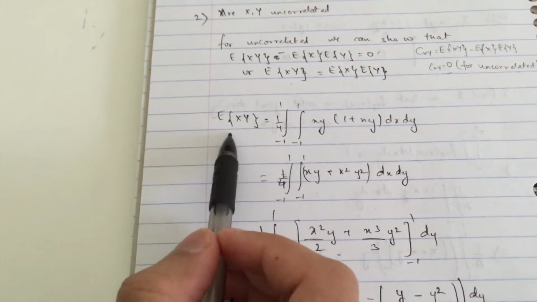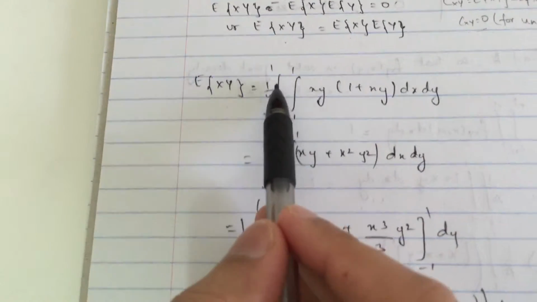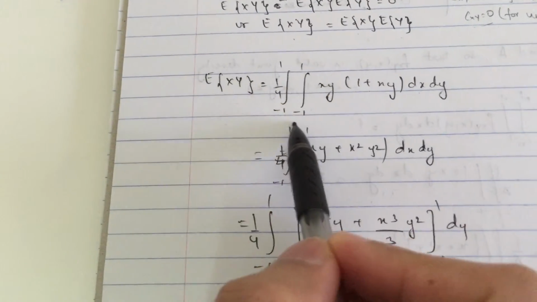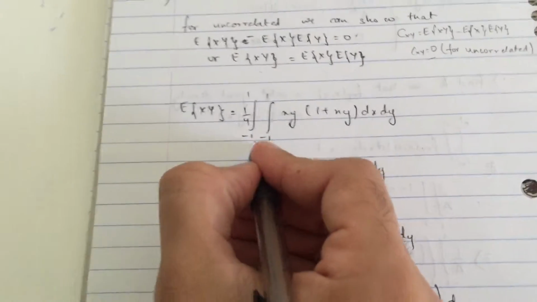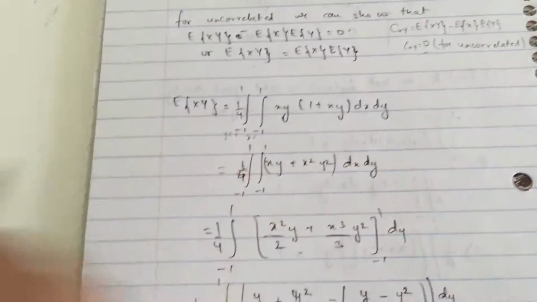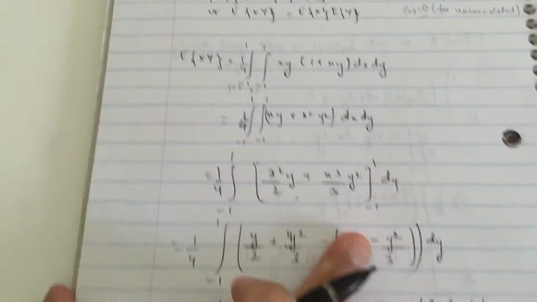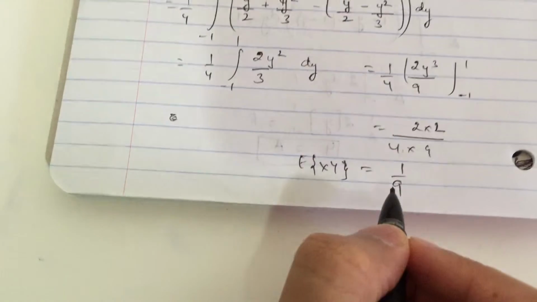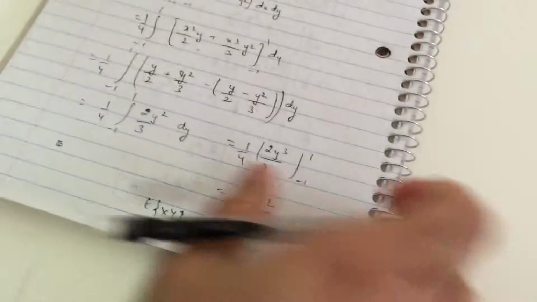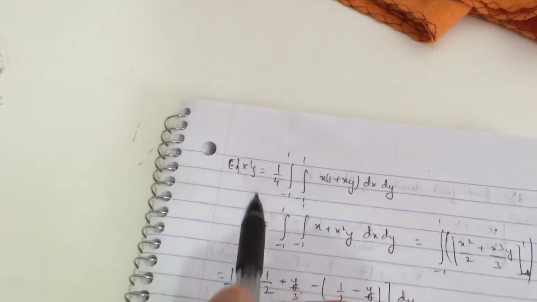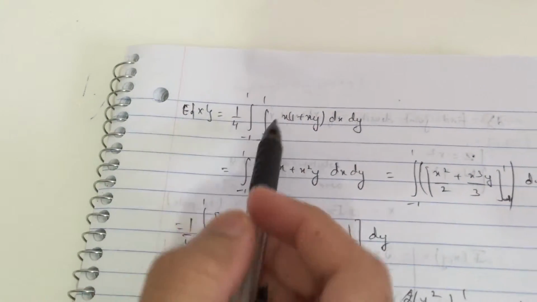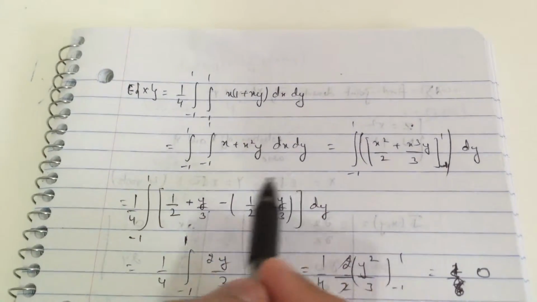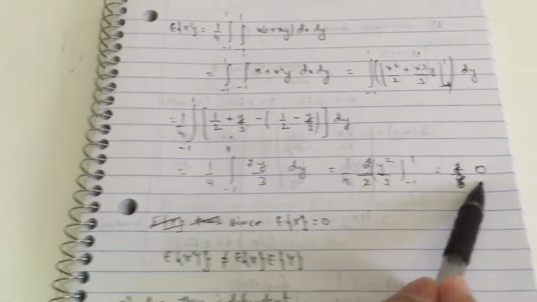So let's first find expectation of xy. That is 1 by 4, that is a, the integral of xy into (1 plus xy) dx dy, with the same limits, x equals minus 1 to 1 and y equals minus 1 to 1. Integrating this out, we get expectation of xy equals 1 upon 9. Similarly, finding expectation of x, where we multiply x with fxy dx dy and integrate, expectation of x becomes 0.